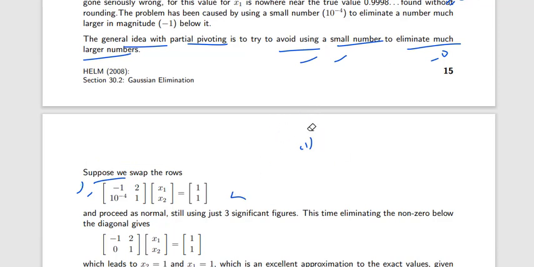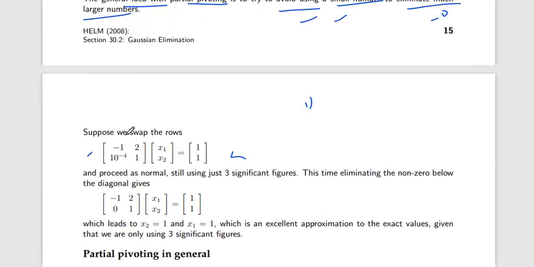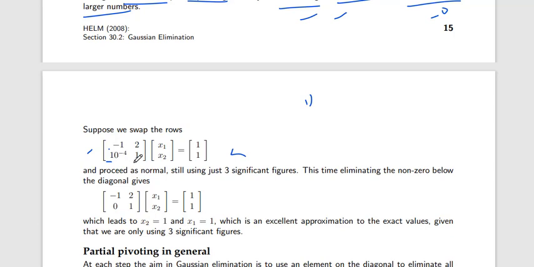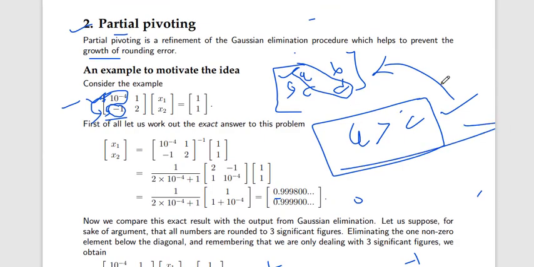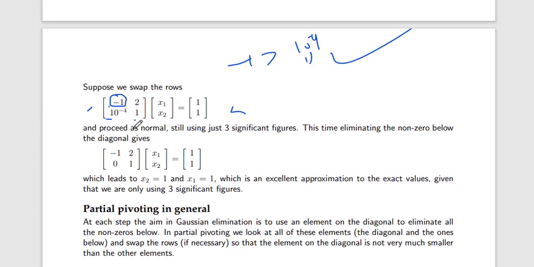So suppose we swap the rows, the second row becomes the first row and the first becomes the second: minus 1 and 10 raised to minus 4, 1. Now you can see that here minus 1 is greater than 10 raised to minus 4. So our condition will be fulfilled, A is always greater than C. The diagonal element values are always larger than the elements below, if you want to use Gaussian elimination. This is the condition of Gaussian elimination.